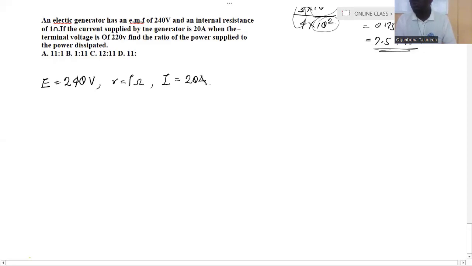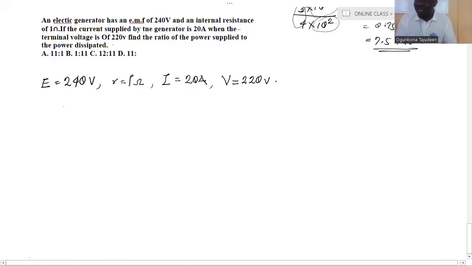So that is the source. When the terminal voltage is 220 volts, so we have the voltage drop there, that's 220 volts. They said find the ratio of the power supplied to power dissipated. Now, what is the power supplied? That's quite easy for us now.